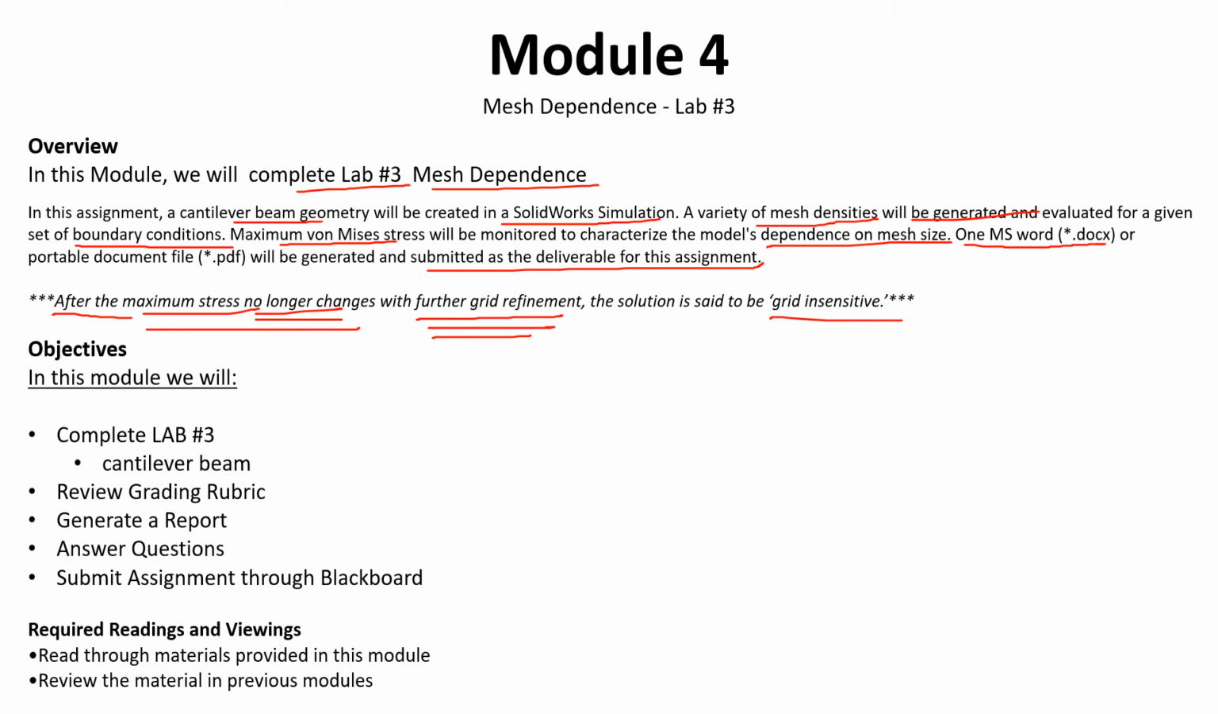So the objectives within this module 4, lab 3: you'll be completing lab number 3, looking at the cantilever beam. I ask you to please go ahead and review the grading rubric for this lab. Then you'll be generating the report, and again, this will be in either Word or PDF format. Answer the questions at the end, and then submit the assignment through Blackboard, just like your previous assignments. For your required readings and viewings, please read through the materials provided in this module, and also review the materials in previous modules as well.